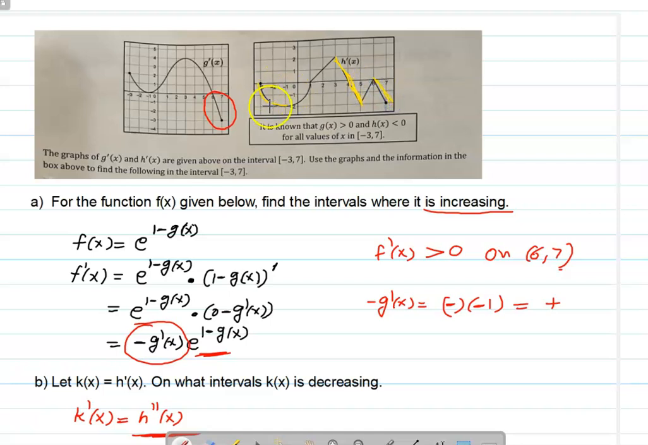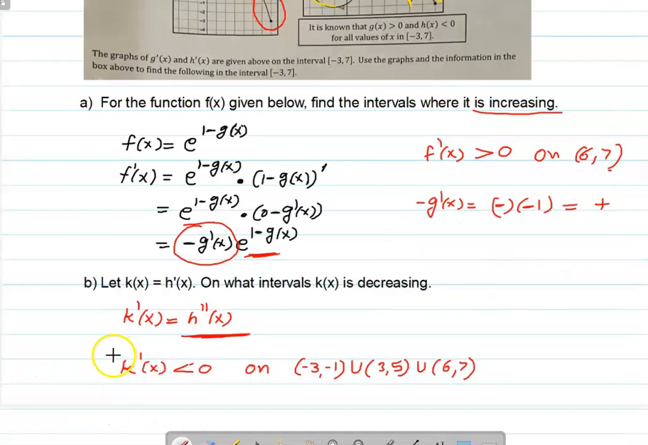So along these three intervals, this function k of x would be decreasing, because the slope of h prime x would be negative on these intervals. Therefore, the derivative is negative and hence the function k of x is decreasing on these three intervals: -3 to -1, 3 to 5 and 6 to 7.